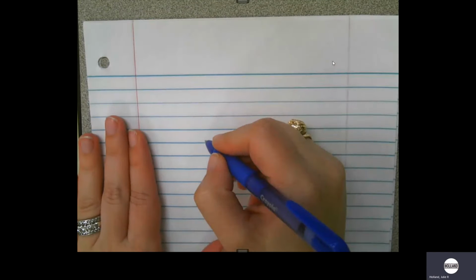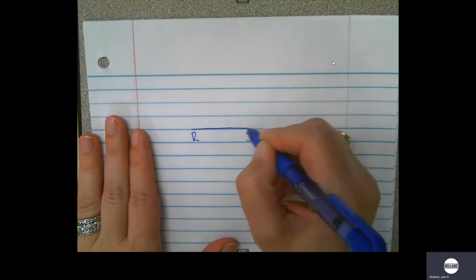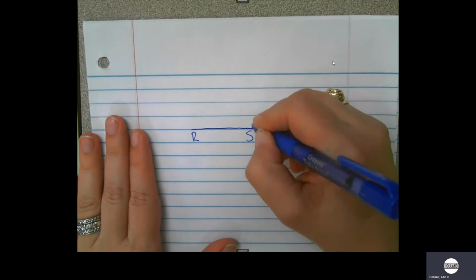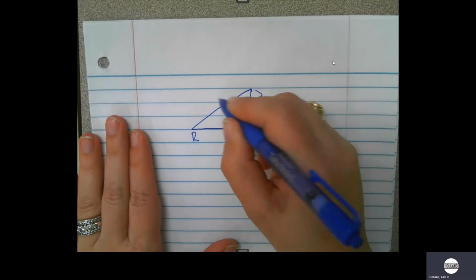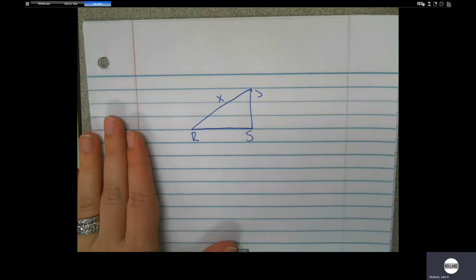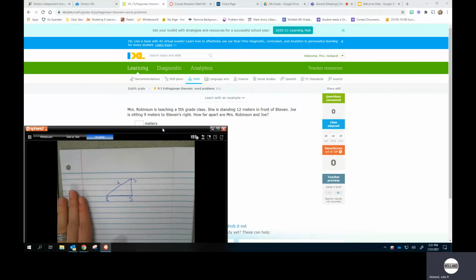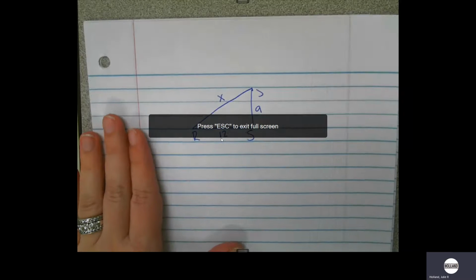Okay, so when I read that problem, you have Miss Robinson and Stephen. So she's here and he's this far away from her, and then Joe is to his right. There's Joe. And we want to know how far apart the two of them are. Okay, so I'm going to jump back to our IXL real quick because I didn't write down the numbers. And let's see, it looks like she is standing 12 meters in front and he is 9 meters to the right. All right, so then we're just going to take our calculator.